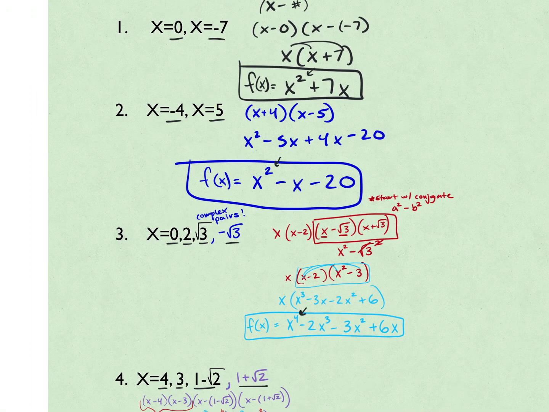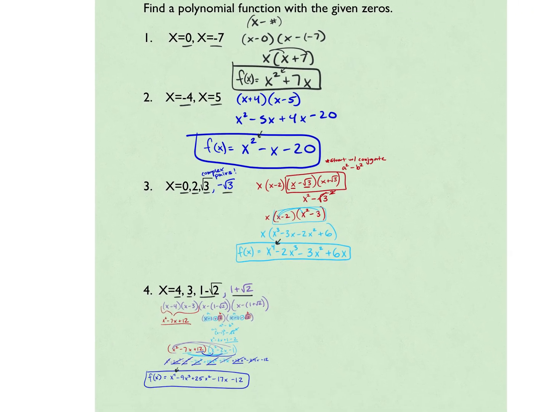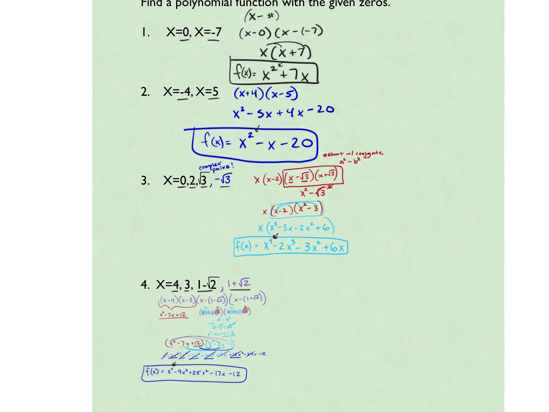Just don't forget about the pairs, the complex pairs. If you have i's or square roots, they always happen in their conjugate pair. And then when you multiply it out, it cancels out. The square roots will cancel. If you had i's, they'll cancel out, so you won't end up with i's in your original polynomial.